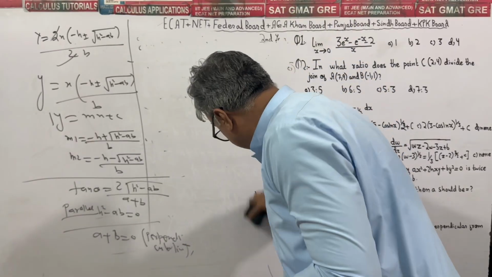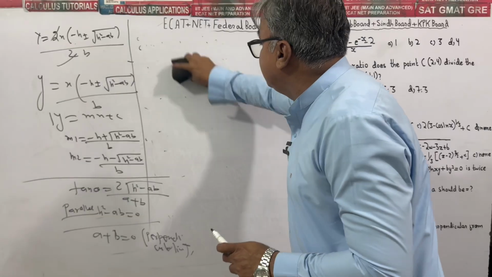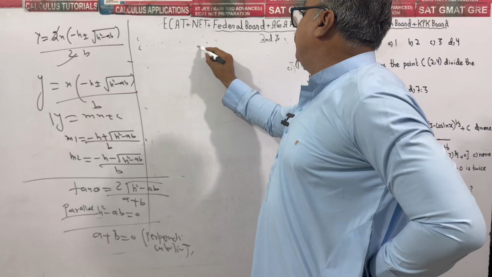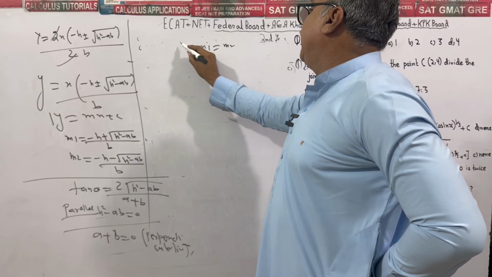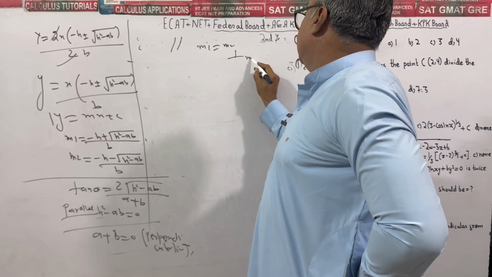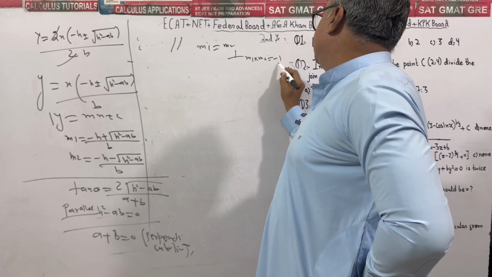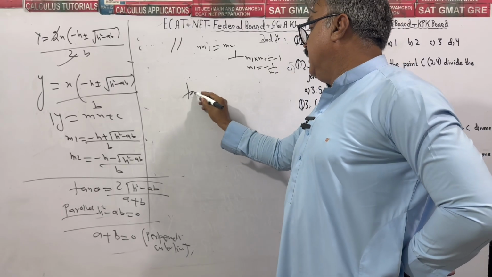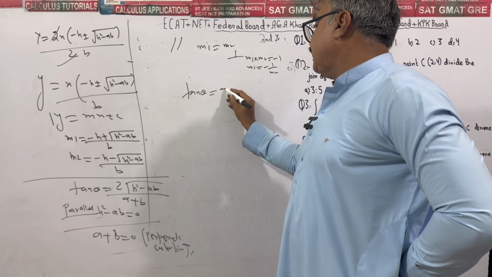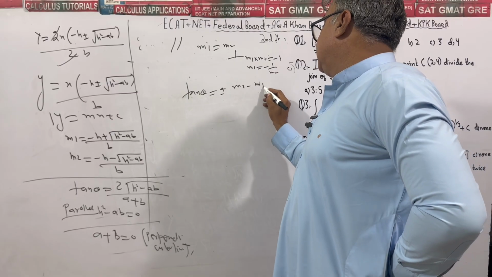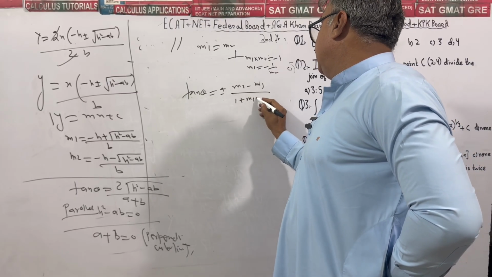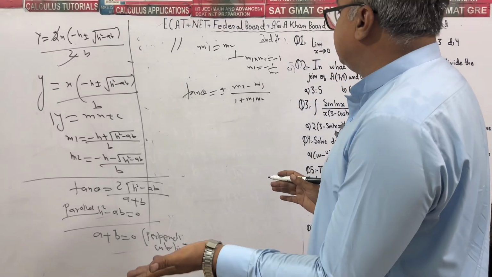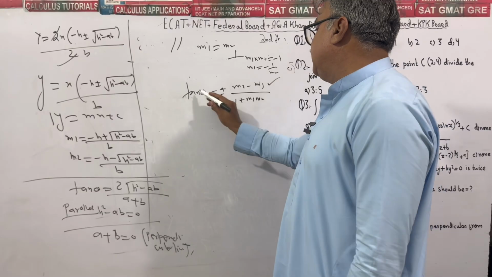We are familiar with the angle between two lines from the traditional concept. What is our traditional concept? For parallel lines, m1 is equal to m2. For perpendicular, product of m1 into m2 is equal to minus 1, or slope of one line is negative reciprocal of other. Normally, angle between two lines is given by tan theta equals plus minus m2 minus m1 overall 1 plus m1 into m2. Parallel lines means angle 0 or 180. For this, tan theta is 0.